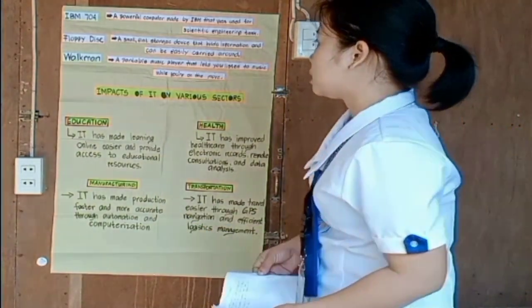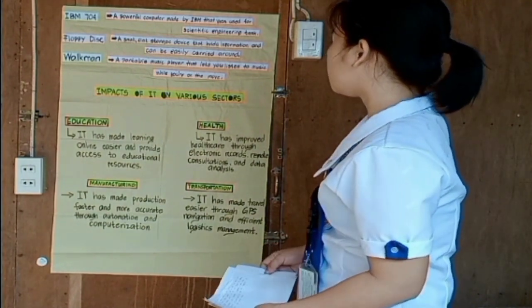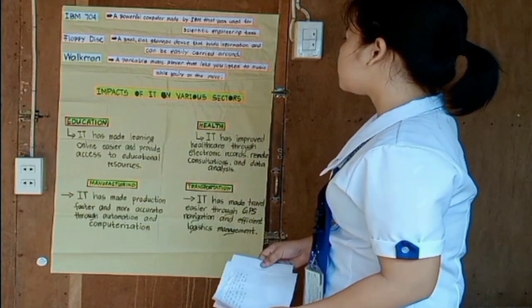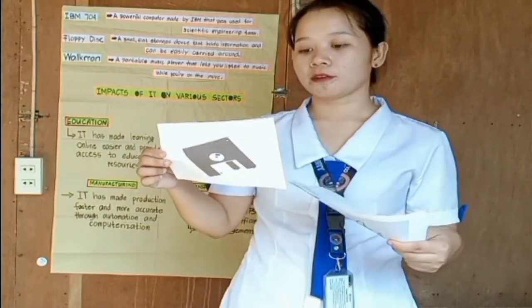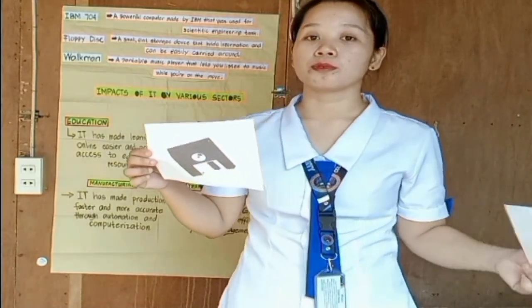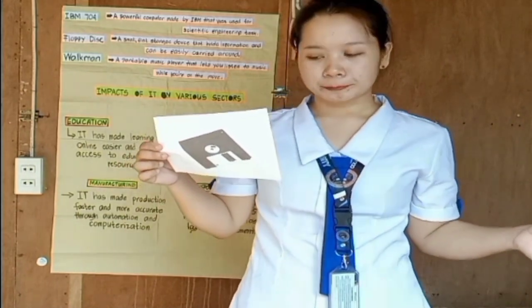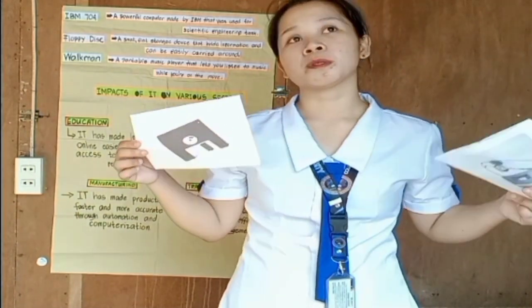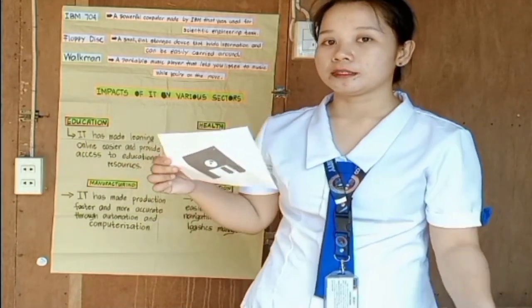Next is the floppy disk. A floppy disk was a small, fast storage device that could hold information and be easily carried around. So here's the image of the floppy disk. Basically, floppy disks were commonly used in the past to store and transfer data between computers, and they were popular in the era before USB drives and CDs.